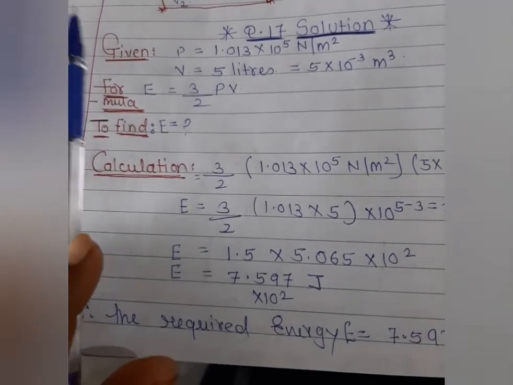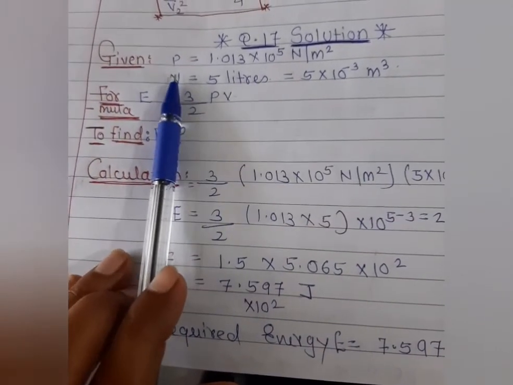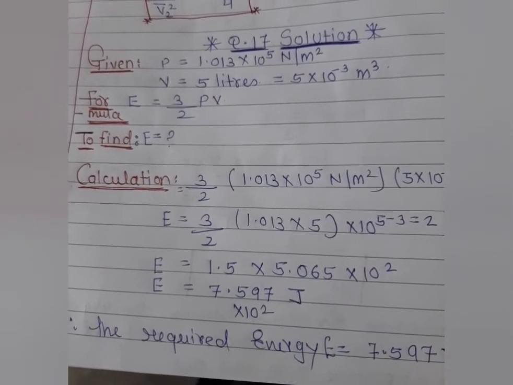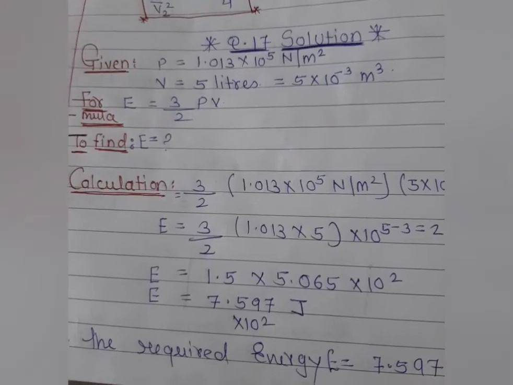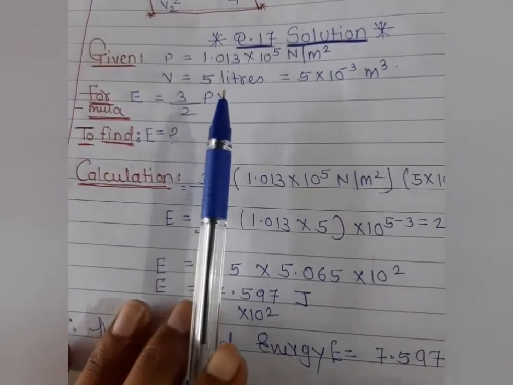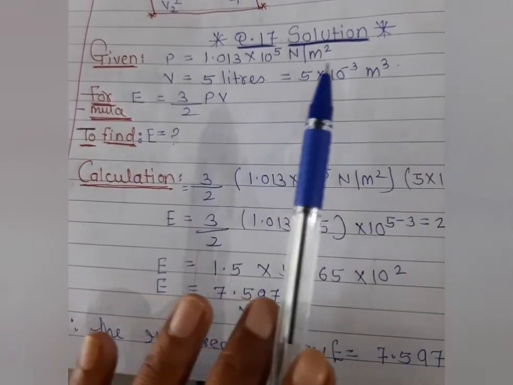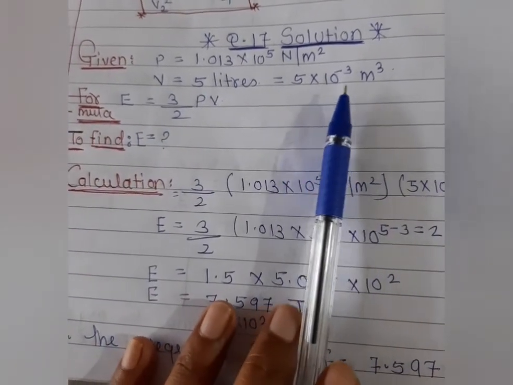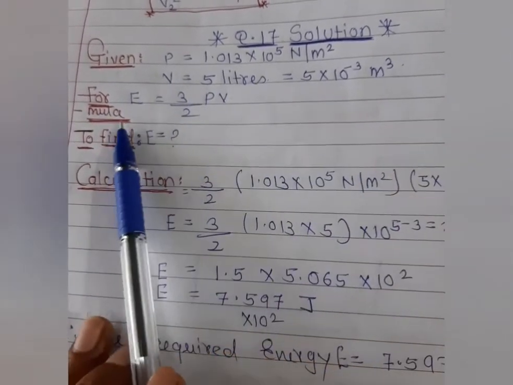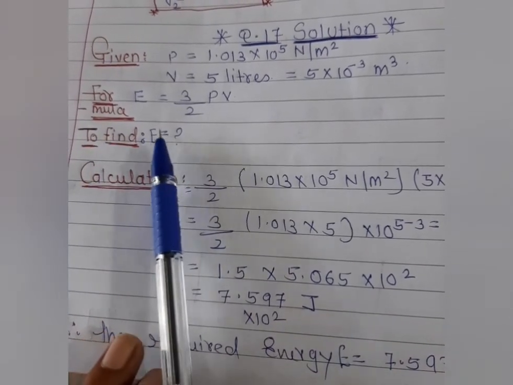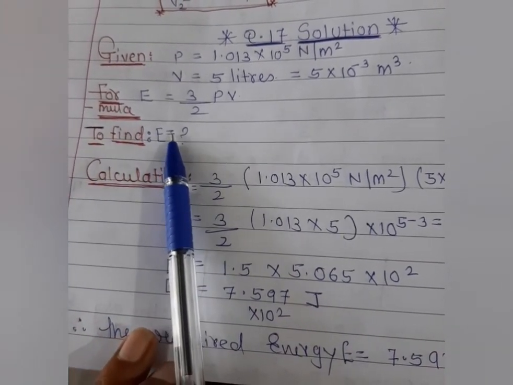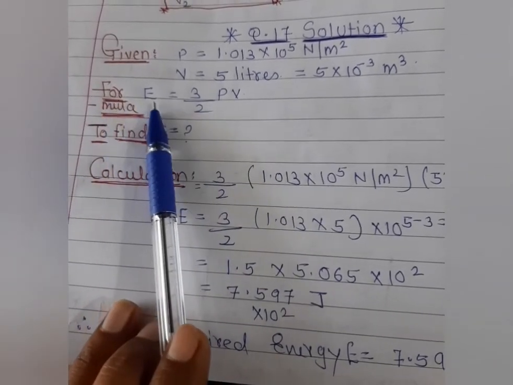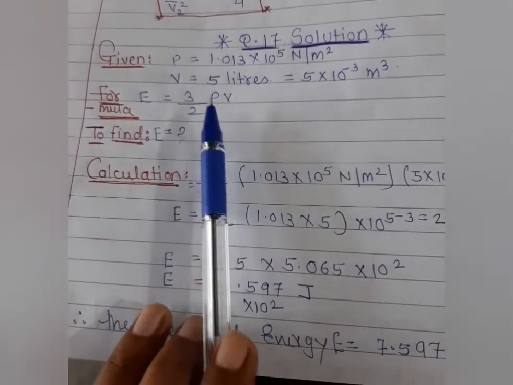So here we have the given conditions. The given pressure is 1.013 into 10⁵ Newton per meter square, that is a constant pressure. And the given volume is 5 liters. We can convert liters into meter cube because the volume unit is meter cube, that is 5 into 10⁻³ meter cube. And we have to find the kinetic energy of this gas molecule at standard temperature and pressure. And here, students, the formula for energy is 3/2 PV, as you know very well.